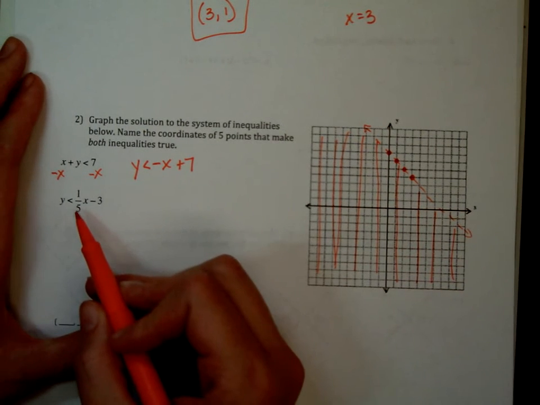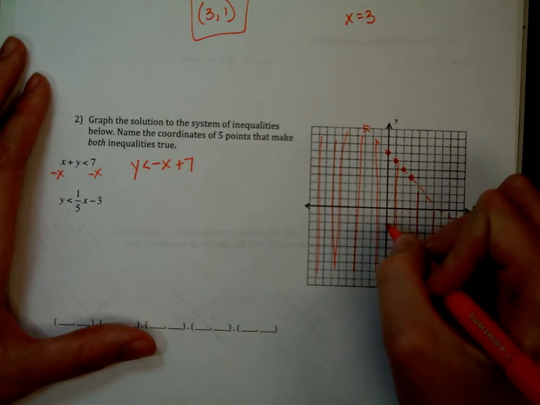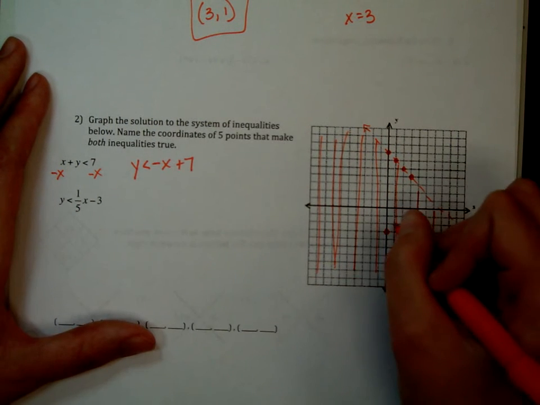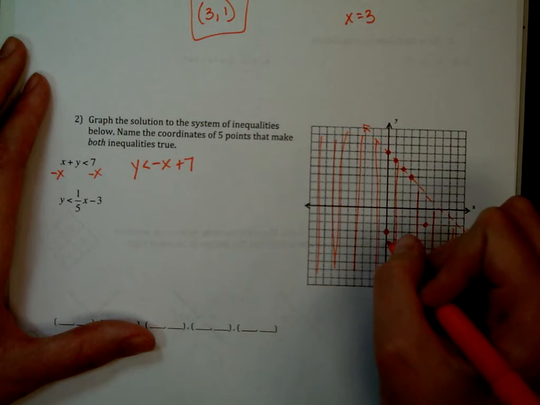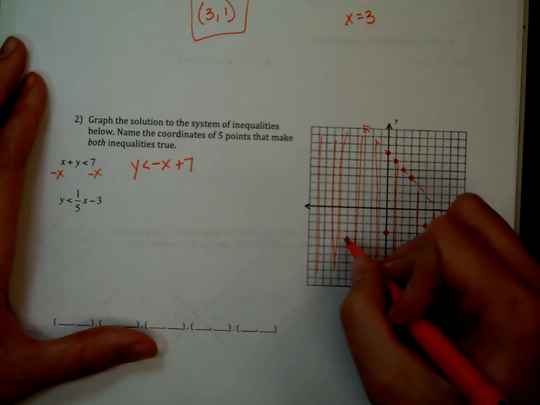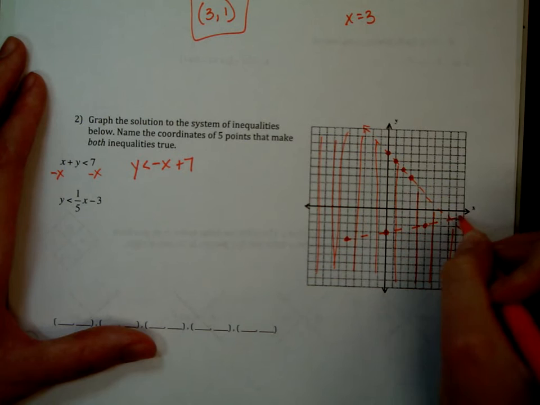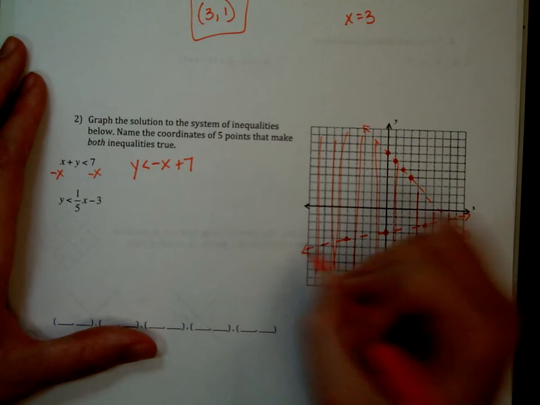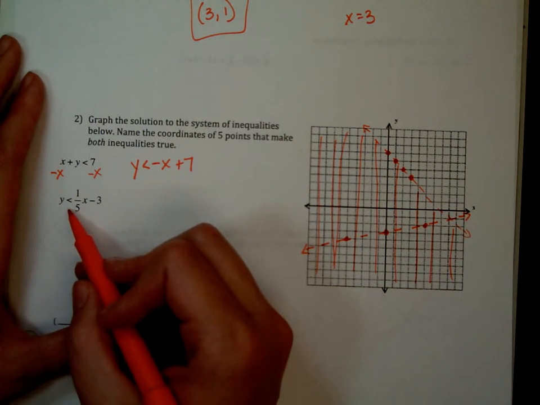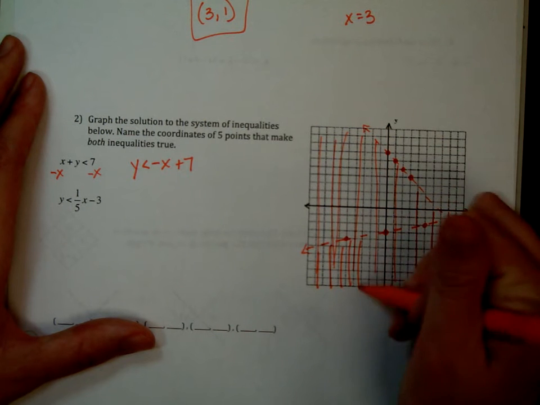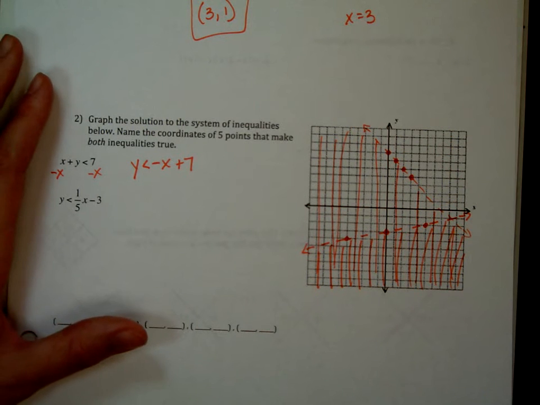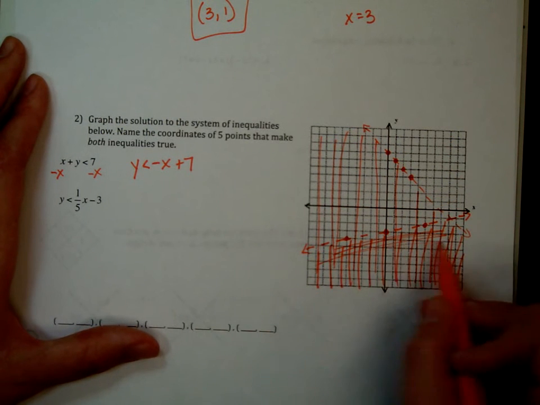For the second equation, we want to start at negative 3. And we're going to go up 1 and to the right 5. Again, also no equal sign, so we have a dashed line. And we want values that are less than the line, again, so we shade below. The place where both lines are shaded is where a solution is going to be. So that's all of these points right here.